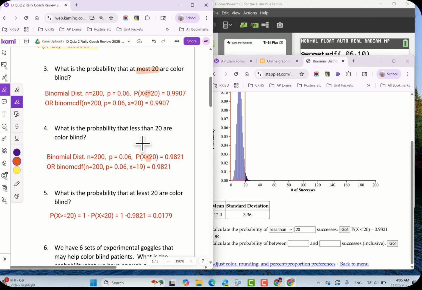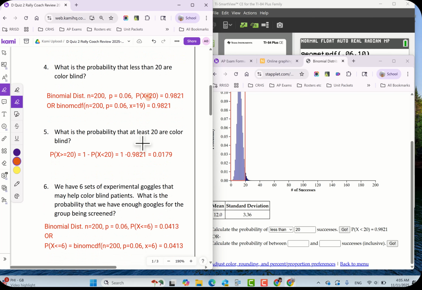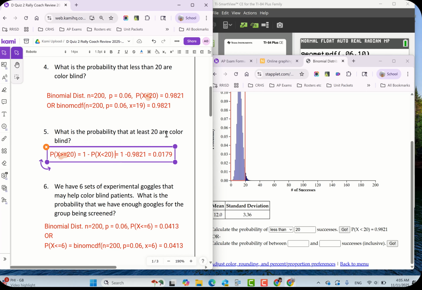All right. What is the probability that at least 20 are blind? Basically that is greater than or equal to. So I take away everything less than 20. So that's really, let me go ahead and do this as one more line. Technically, that is, there we go.